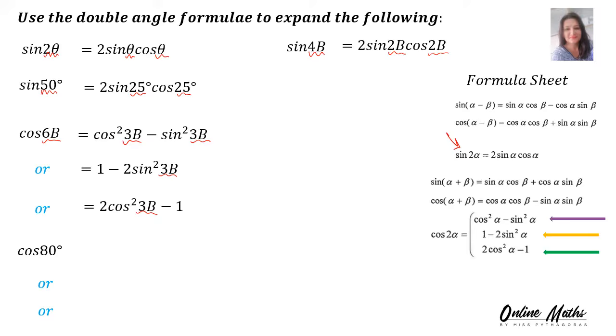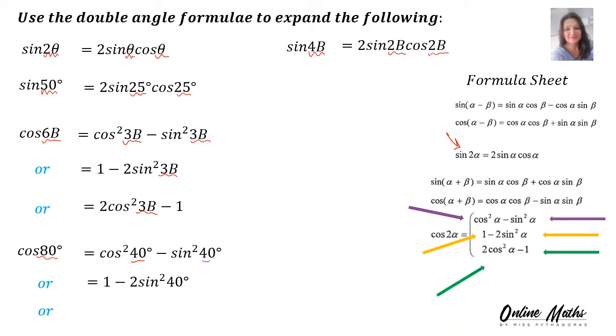Now let's look at cos 80. So using the first rule, we can write it as cos squared 40 minus sin squared 40. Can you see? If this was 80, then the two angles there is half of 80. Or if we use the 1 minus 2 sin squared alpha, we've got 1 minus 2 sin squared 40. And if we want to use the 2 cos squared alpha minus 1, it is 2 cos squared 40 minus 1.